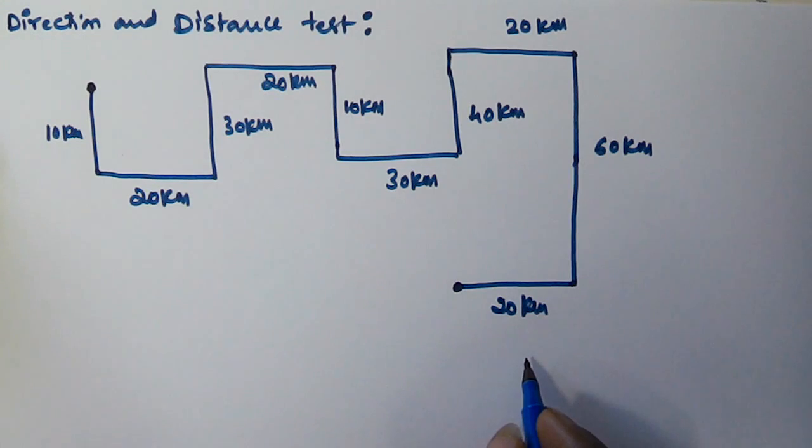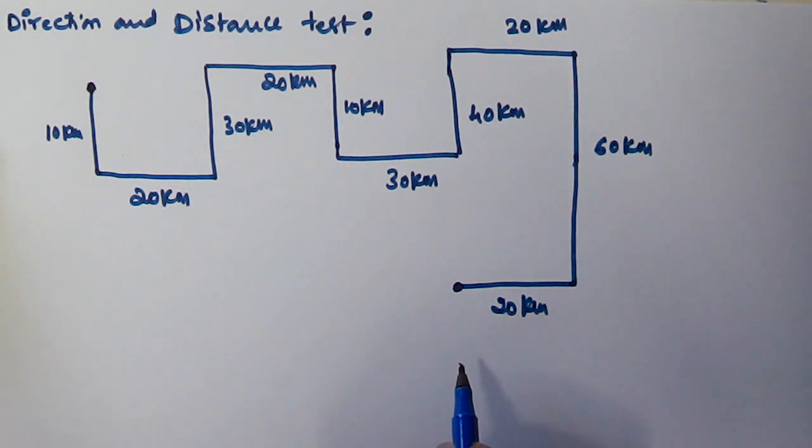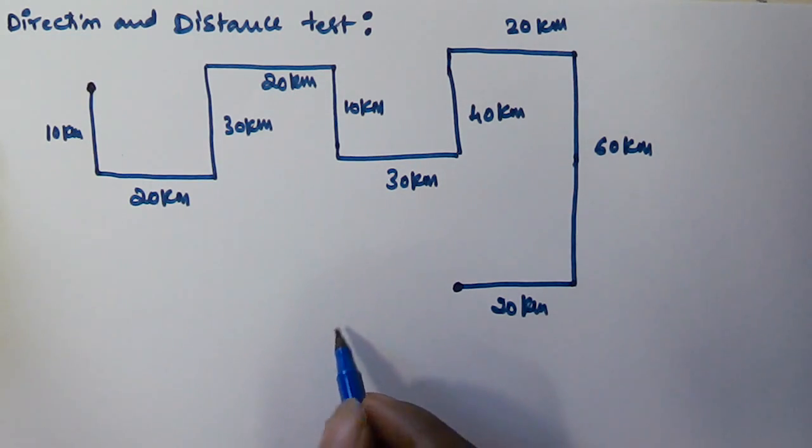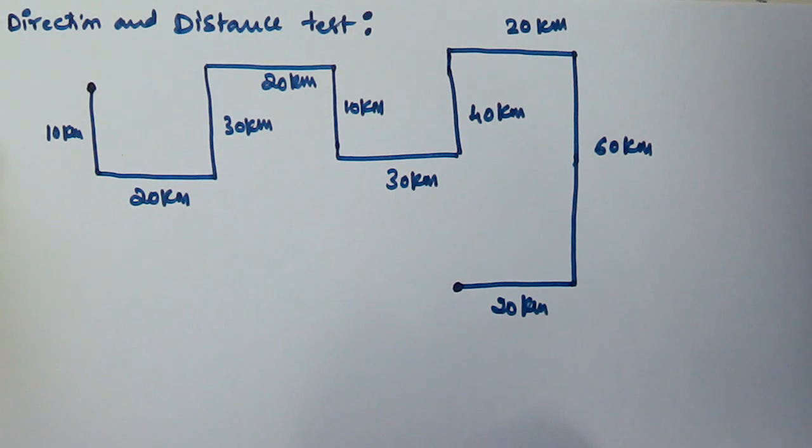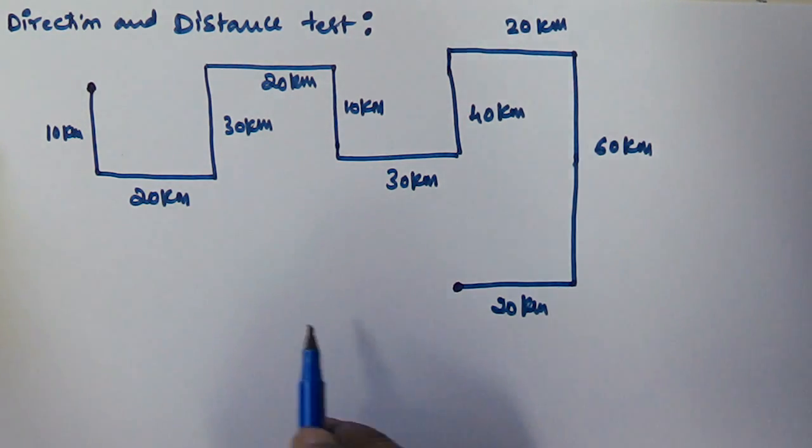So how to solve these kind of problems? To solve these kind of problems, we have to find the distance he traveled in the horizontal direction as well as in the vertical direction.